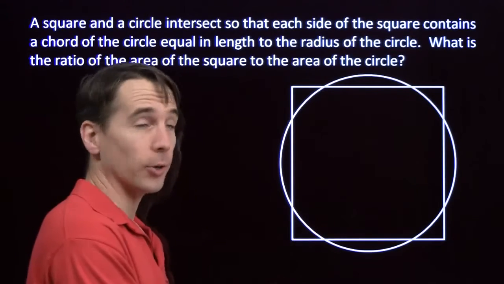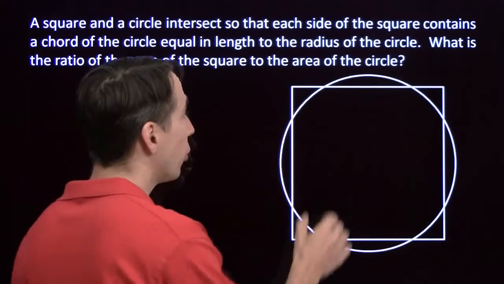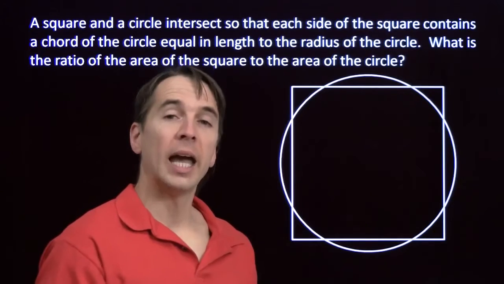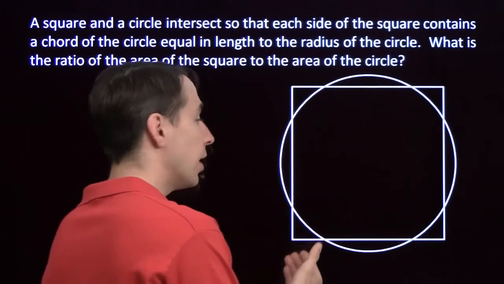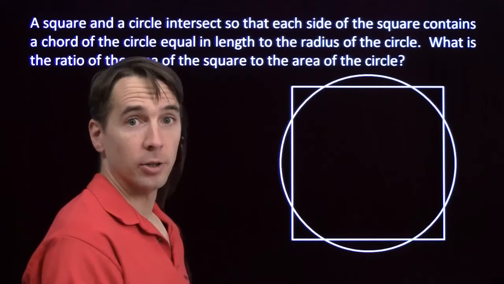We've got a square and a circle, and they intersect so that each side of the square includes a chord of the circle that's equal in length to the radius of the circle. And we want to find the ratio of the area of the square to the area of the circle. So all we have here to start with is a square and a circle.